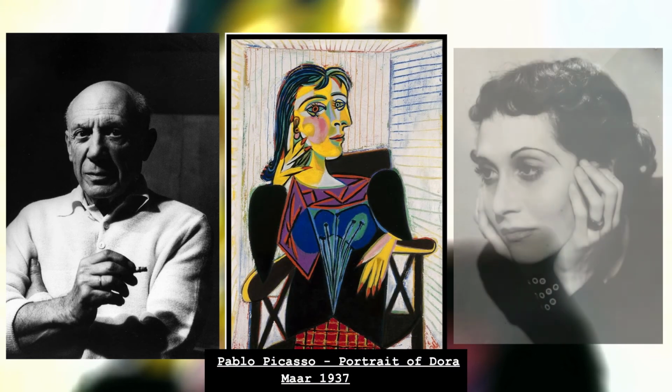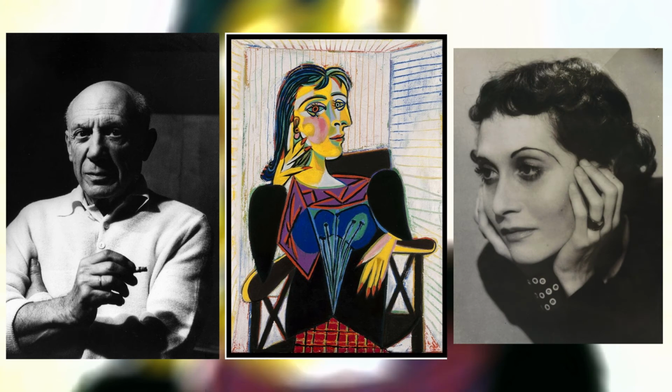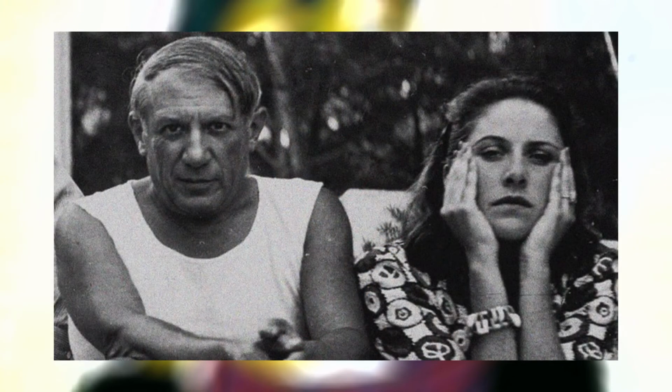Dora Maar herself was a Surrealist artist-photographer. She would often frequent Surrealist circles in places like Le Deux Magots Café, where she would meet Picasso in 1935. A year later after meeting, she became his love interest and artistic muse. Muse is a person or personified force that is the source of inspiration for an artist, and this is proven by the multiple portraits of Dora Maar produced by Picasso.